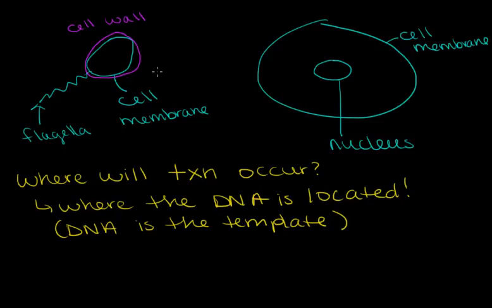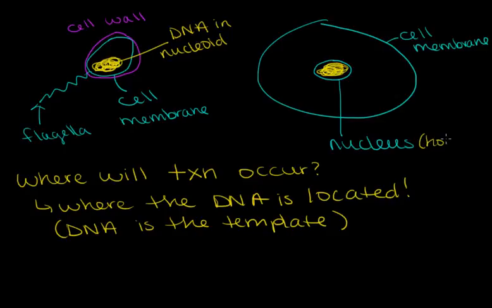So in prokaryotes, the DNA is located in the nucleoid. So that's that dense region of cytoplasm that houses the DNA. In eukaryotes, we know that the DNA that makes you is in the nucleus. So this houses the DNA. So where will transcription occur in prokaryotes? In the nucleoid. That's also part of the cytoplasm. And in eukaryotes, it's going to occur in the nucleus.